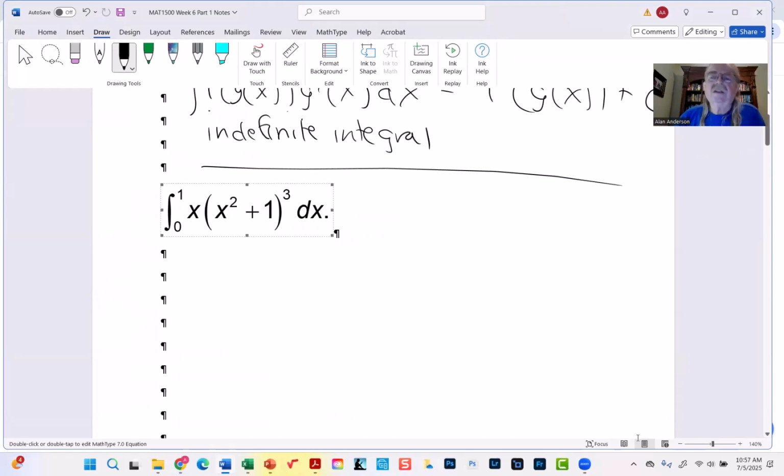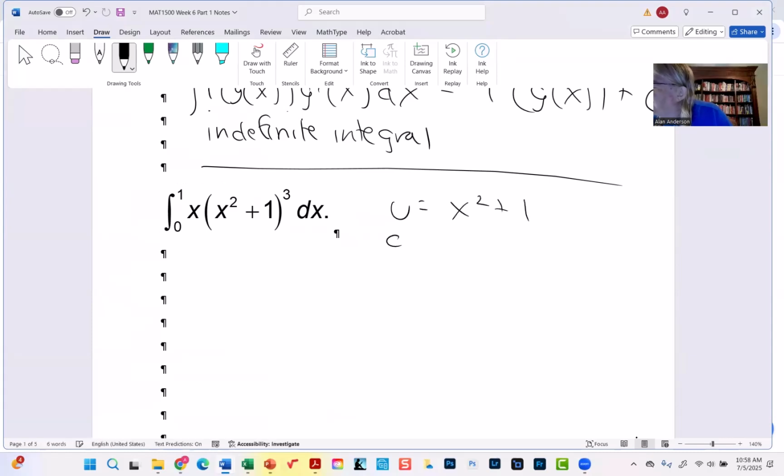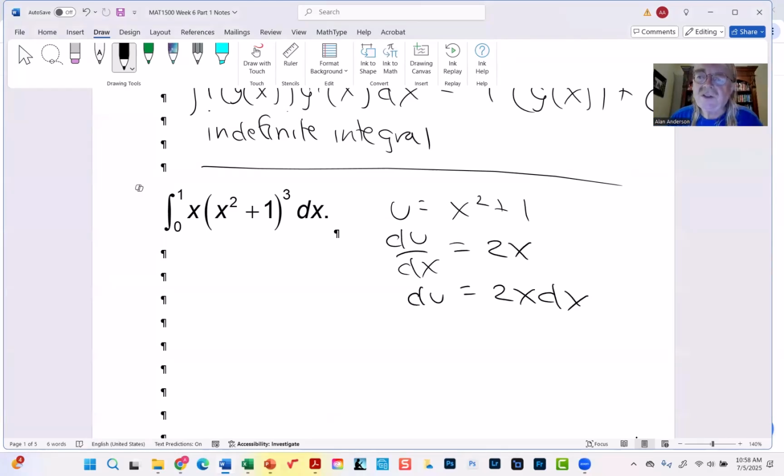All right, so let's take a look at this and see if we can even use substitution in the first place. So let's just say we decide to let U be x squared plus 1. Then du dx would be 2x, and du would be 2x dx. So you notice there's a problem already. We don't have 2x dx, but we can supply the constant that's missing.